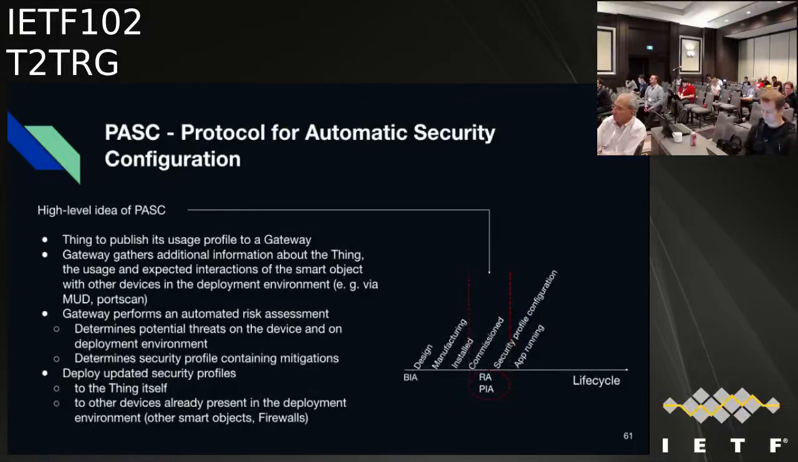And then the gateway, based on information of that device and based on information of which other devices are in that environment, based on information also of the specific preferences of users in that environment, can perform a risk assessment, basically determining potential threats for that device or on that device, and basically determines the security profile for that device, but also for other devices in the environment. And this is basically what next will perform. We'll deploy those security profiles on the devices in the environment.